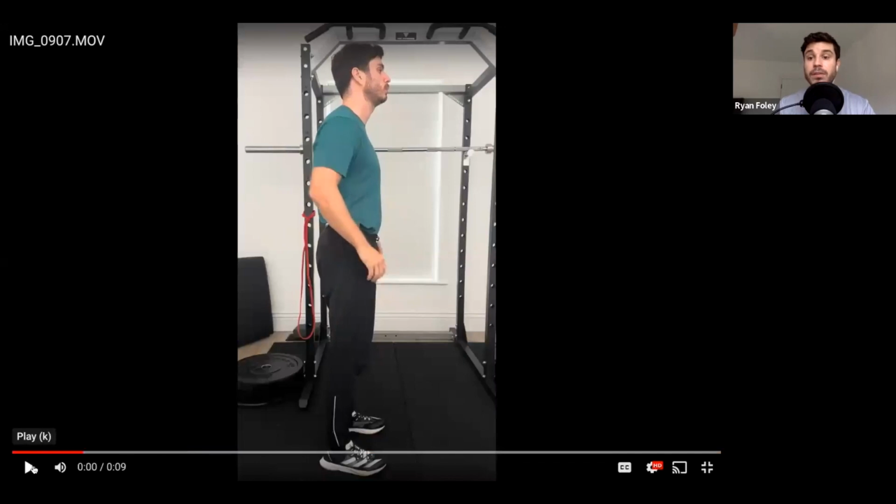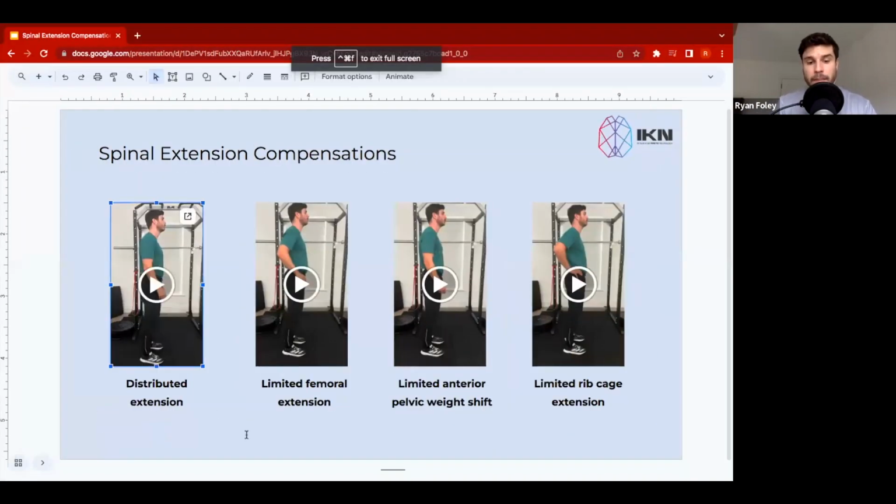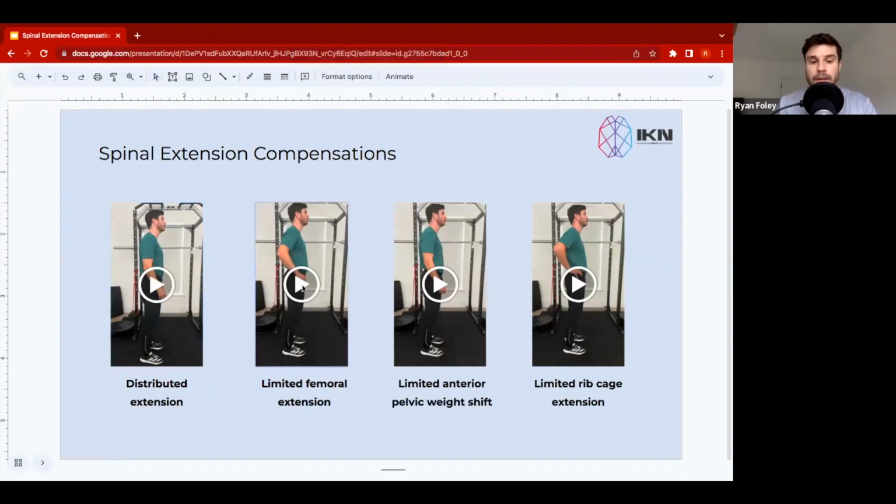So again, hands on hips, give yourself a nice big proud chest. Use the hands to drive the hips forward and try and point your chest to the ceiling. What you'll often see in many clients, again, is a limitation in segmental behavior, or in segmental motion.